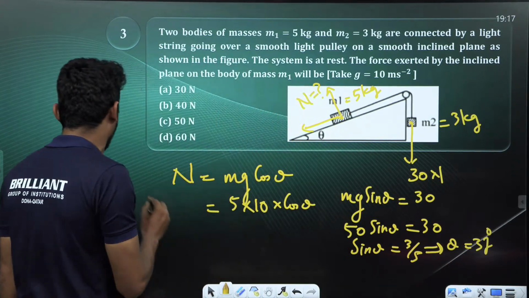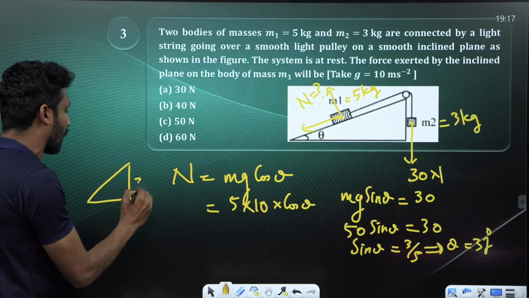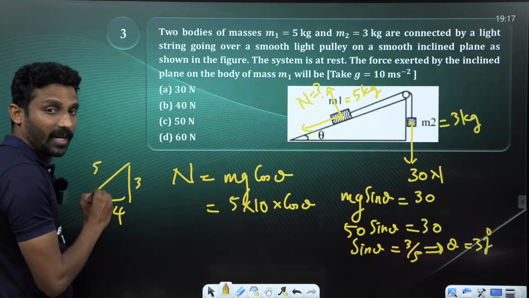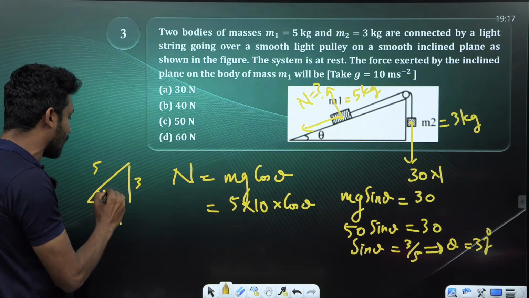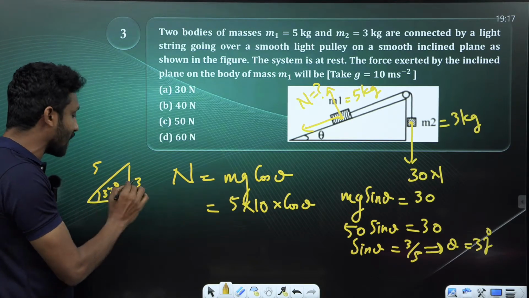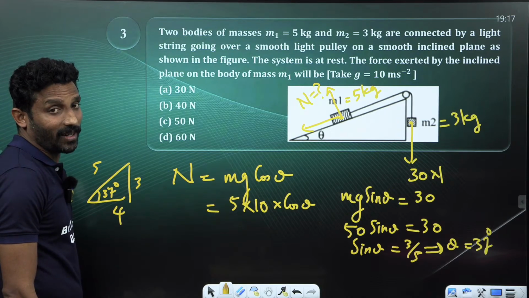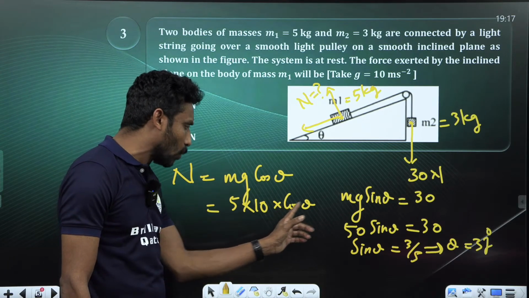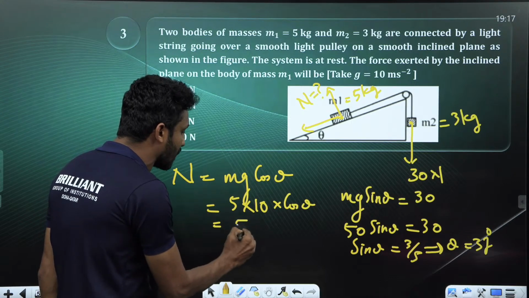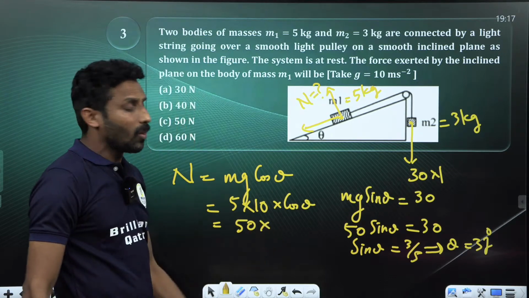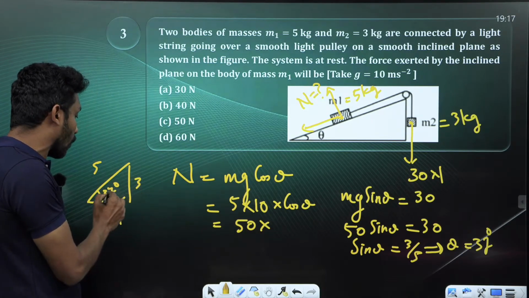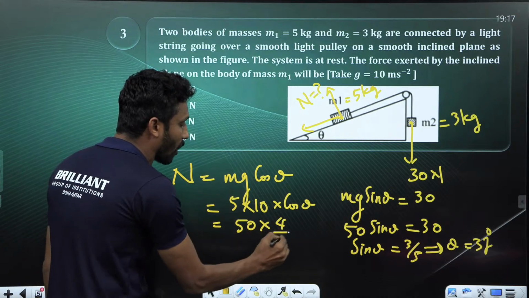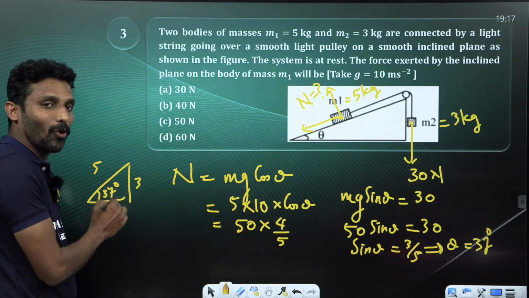We know this 3, 4, 5 triangle, and the angle opposite to 3 is 37. Understood? Then sin 37 is 3 by 5 only. Clear? Which means this angle is 37, that is, this is cos 37. It is 50 into cos 37. What is cos 37? Cos 37 is 4 by 5. Look into this triangle, 4 by 5.